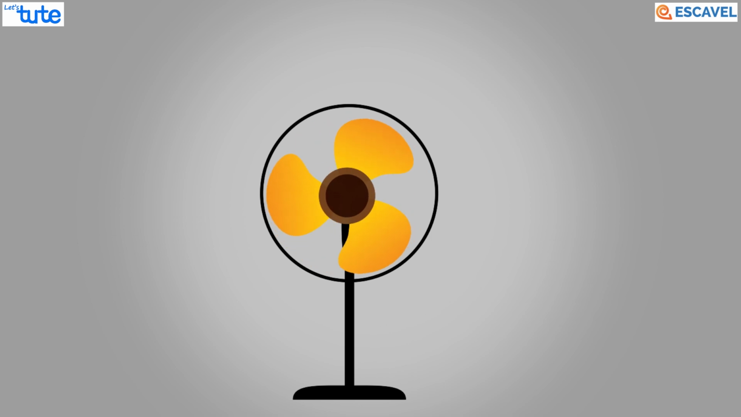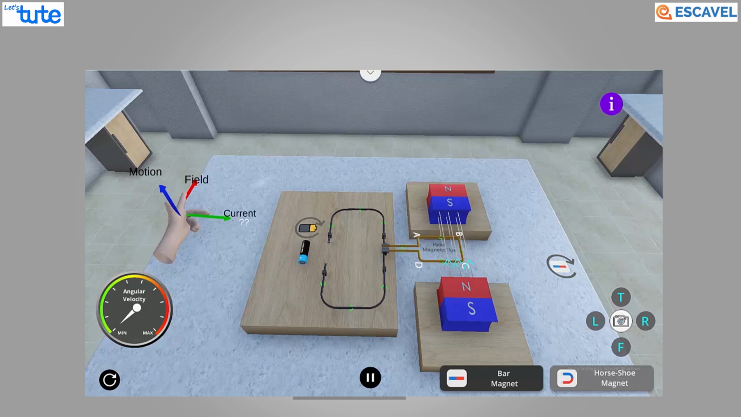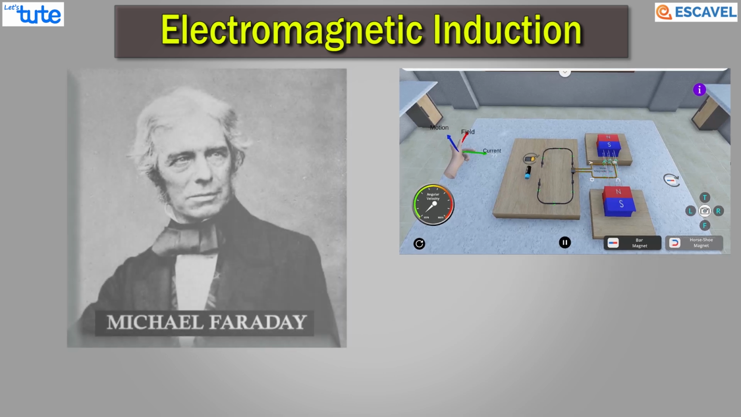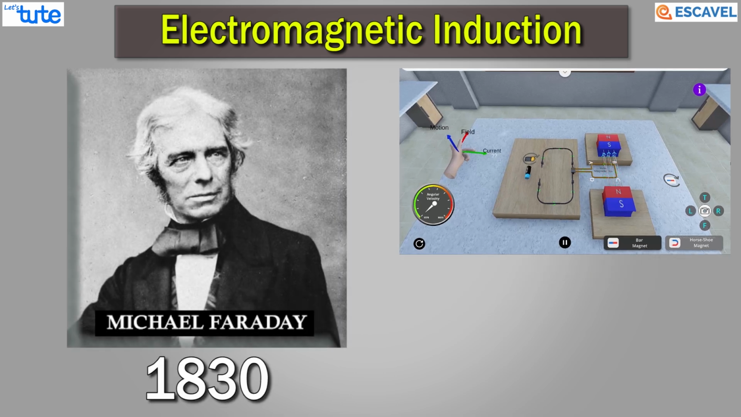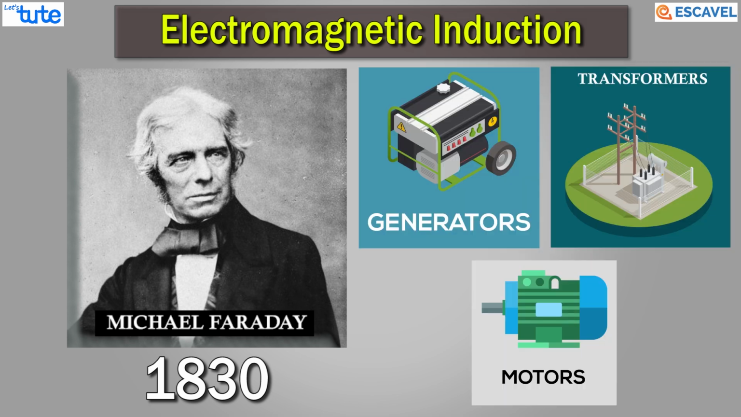Yes friends, the process that is responsible for this rotation is called electromagnetic induction. So what do you mean by electromagnetic induction? Electromagnetic induction is the production of voltage or electromotive force due to a change in the magnetic field. And it was discovered by Michael Faraday in the 1830s. Machines like generators, transformers, and also motors work on the principle of electromagnetic induction.